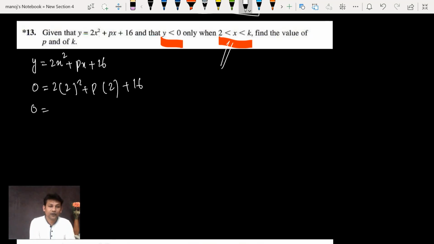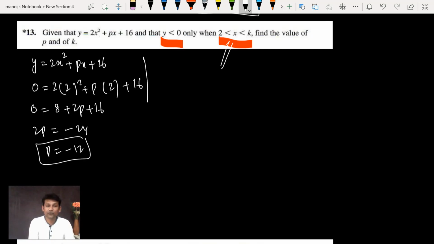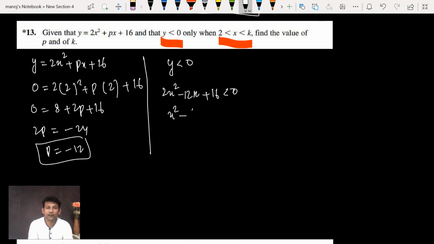2 square is 4, times 2, plus 2p plus 16, and this is coming 2p is equal to minus 24, and p is equal to minus 12. So the value of p should be minus 12. The condition given is y less than 0. The value of y is 2x square minus 12x plus 16 less than 0. 2 is common, x square minus 6x plus 8 less than 0.